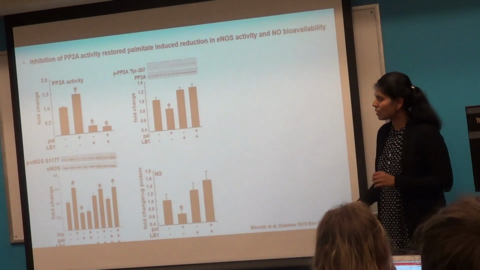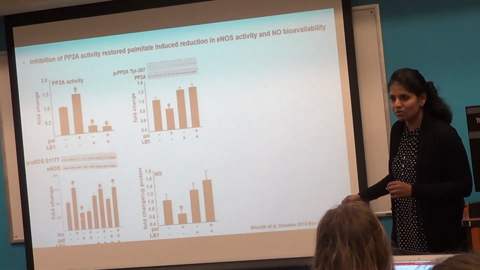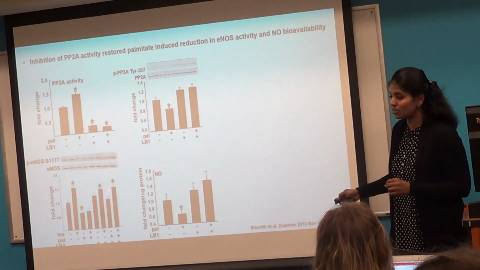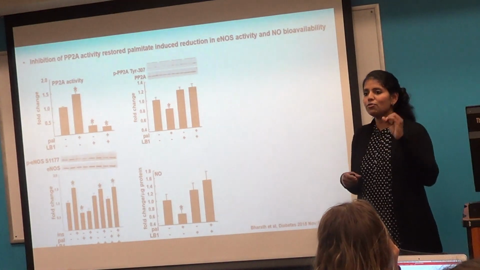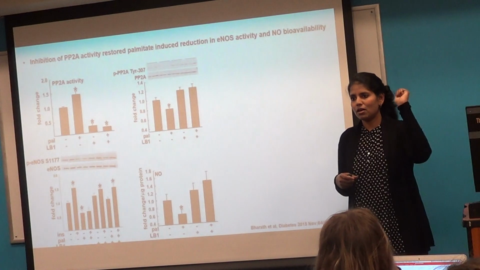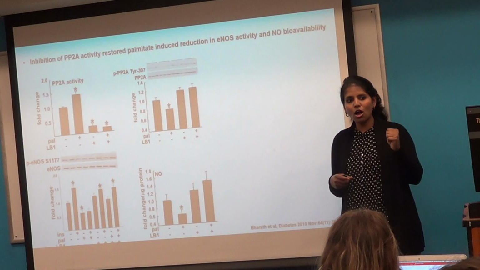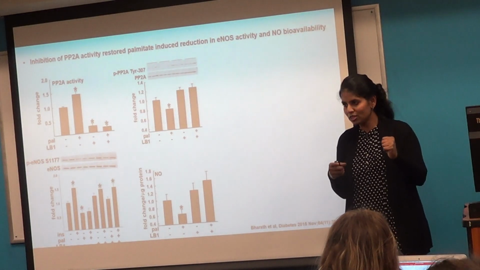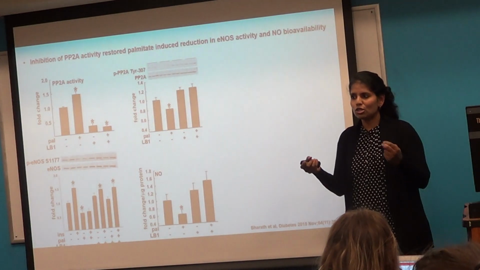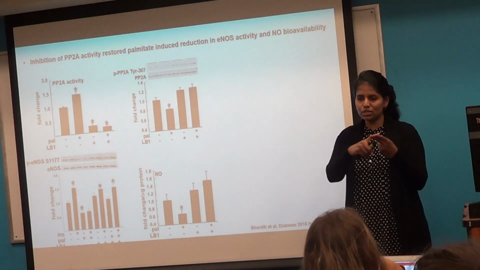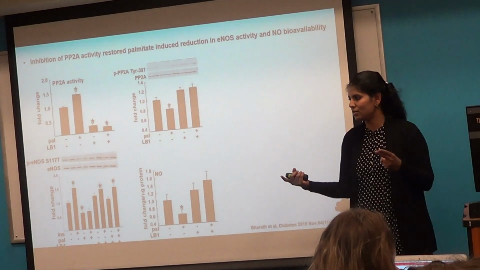Treat with LB1. Now, if you look at eNOS phosphorylation, the palmitate-induced reduction in eNOS phosphorylation is restored with LB1. Meaning, if you either prevent ceramide, you can restore the activity of eNOS, or if you prevent the activity of the phosphatase PP2A with LB1, you can restore the activity of eNOS. So either ceramide or the phosphatase PP2A, or both together, are acting in preventing eNOS activation.